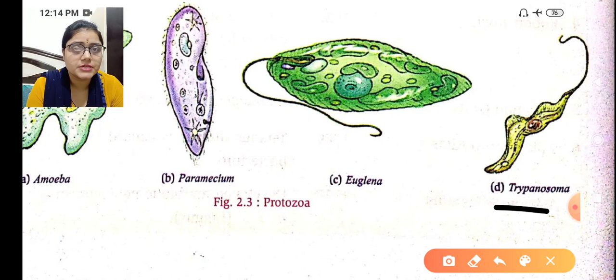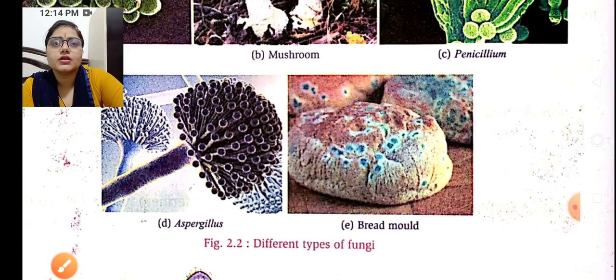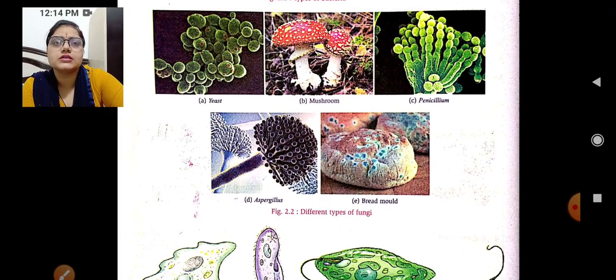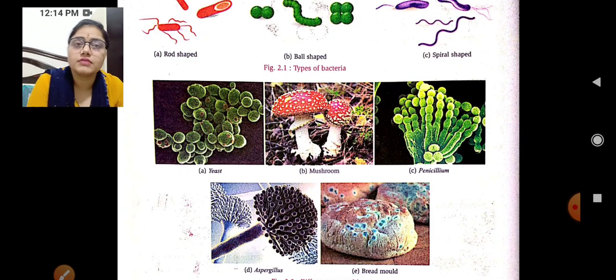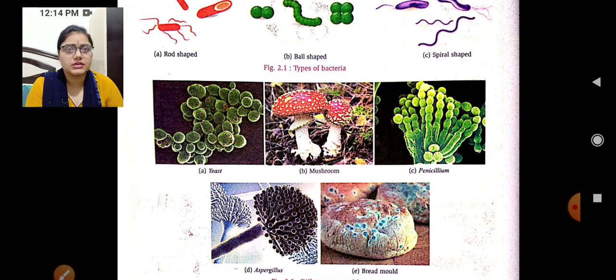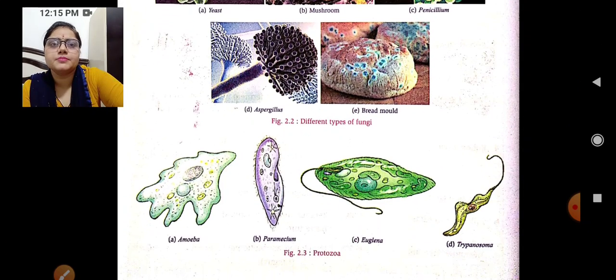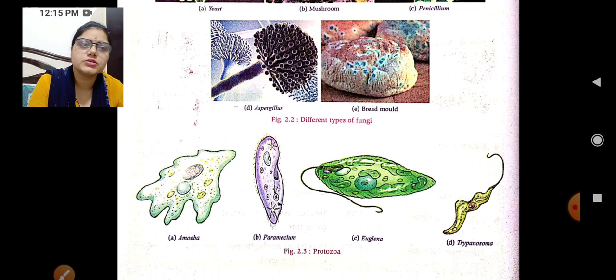What you have to do is learn all the types of fungi and protozoa, and also draw the diagrams of all these. I have attached this page in your assignment. From there you can take a look and make the diagrams. I think the types of bacteria you may draw easily, and the protozoa also you may draw easily.